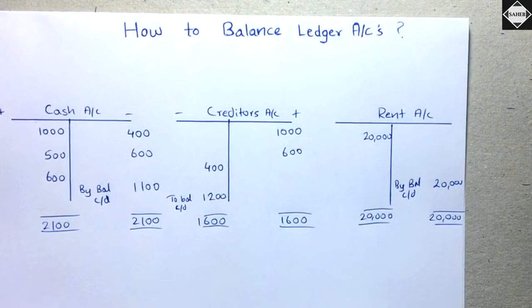Simple as that. Now when we go to the problem in the next video, you will feel that balancing is not a big deal. You will just focus on the process of posting, that's all, because balancing will not be a big deal for you. It's very easy. Wherever there's a shortfall, I will write to balance or by balance, wherever it is, and then carry down only. That's simple.